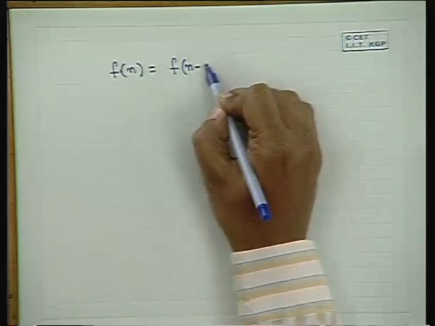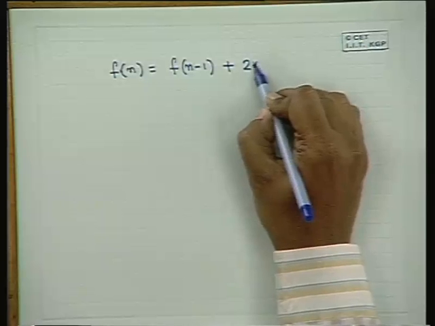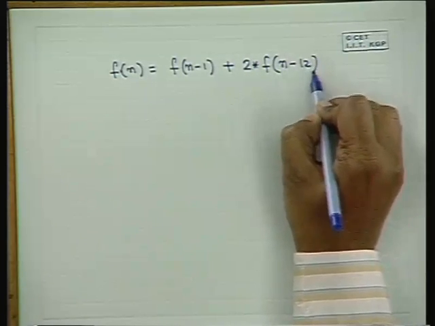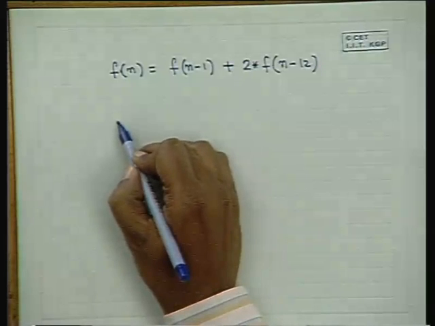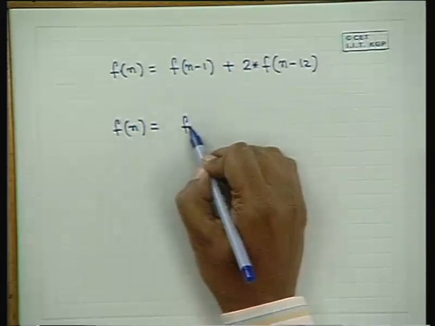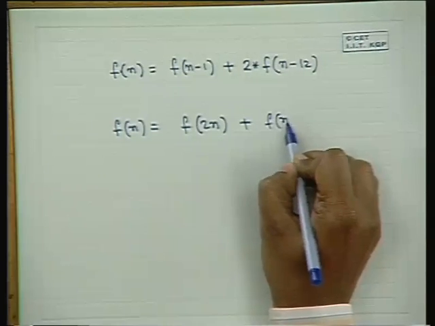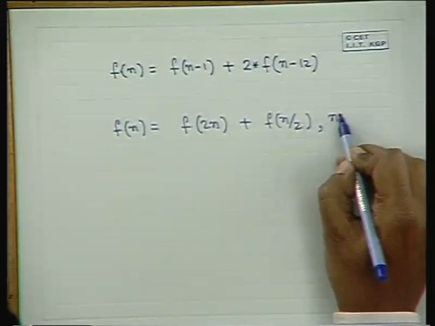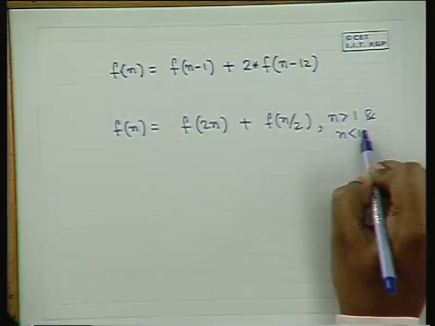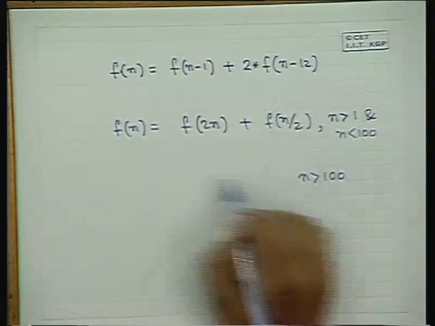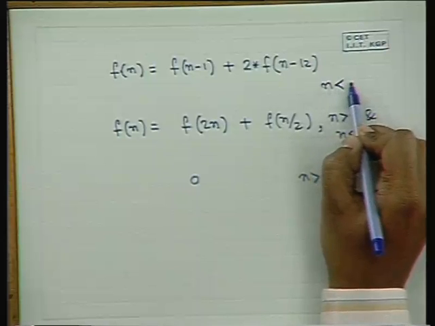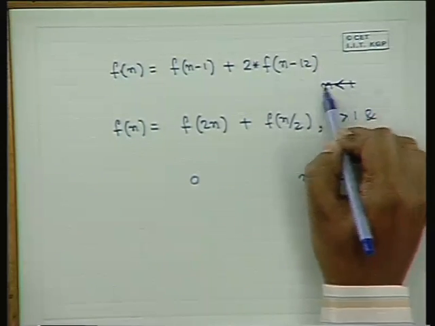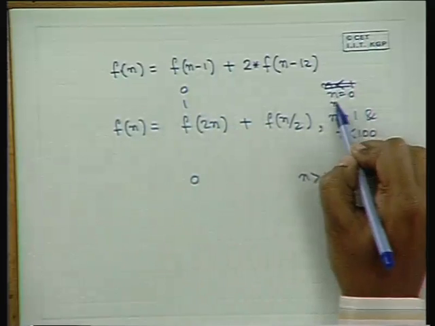For example, instead of being given a Fibonacci sequence, somebody may have given you F(n) is equal to F(n minus 1) plus, say, 2 into F(n minus 2), or you may be told F(n) is equal to F(2n) plus F(n by 2), and you have got base conditions that this is for n greater than 1 and n less than 100, and for n greater than 100 it is 0, and for n equal to 0 it is 0, and it is 1 for n equal to 1.